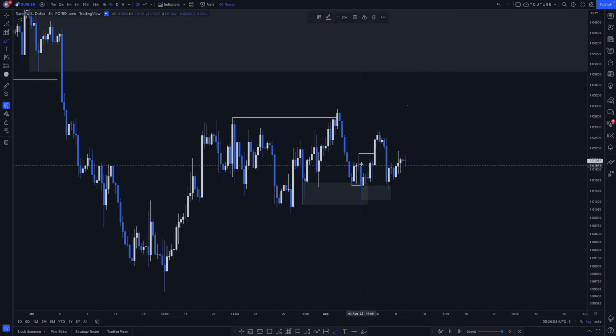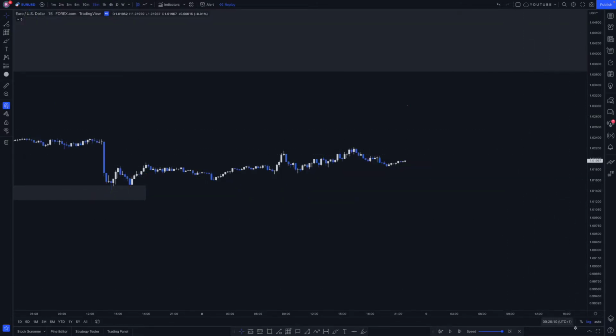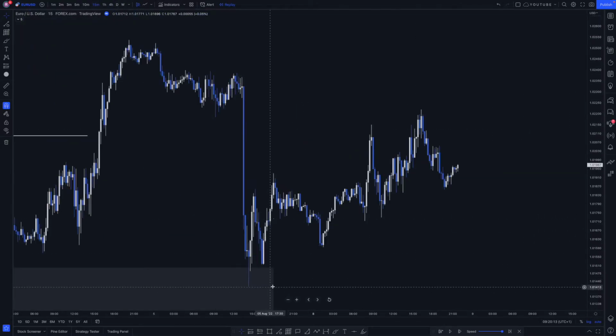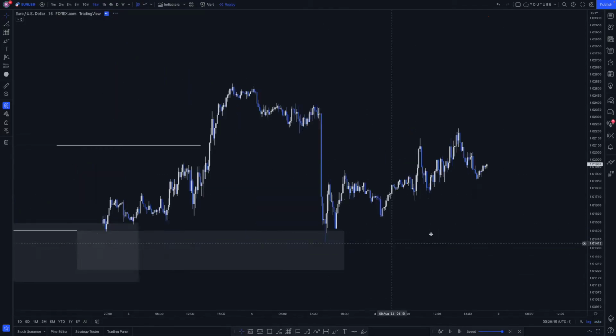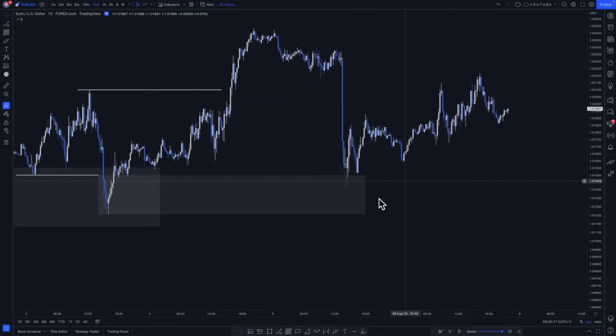So what we can do now is drop down to the 15 minute and just try and make more sense of this. So dropping down onto the 15 minute now, as you can see, this is the 4 hour demand zone that we've tapped into. You could get involved in some trades right here on the 15 minute.